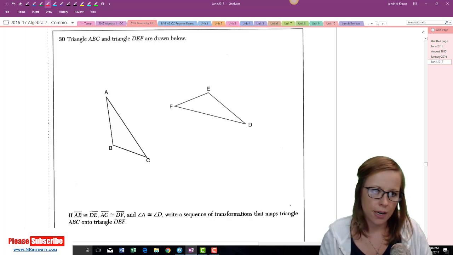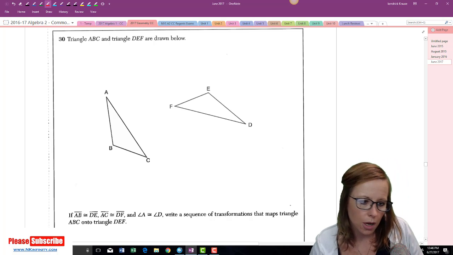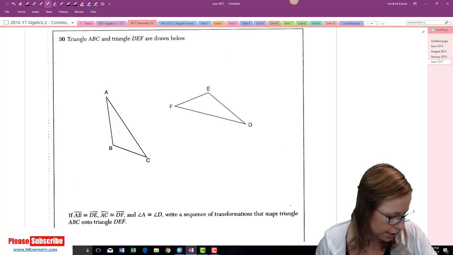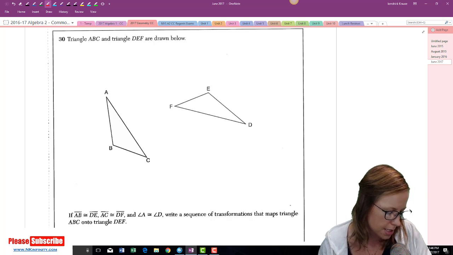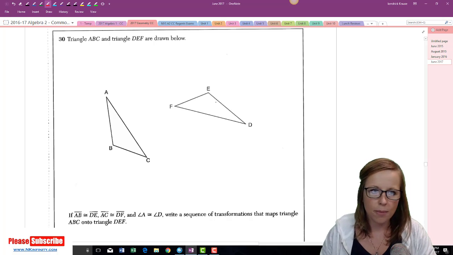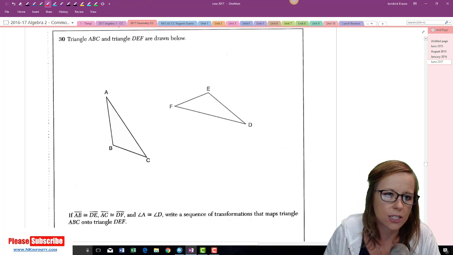Okay, 30. Triangle ABC and triangle DEF are drawn below. Write a sequence of transformations that map the triangle ABC onto triangle DEF. So the best way to do this is to draw your little vector.